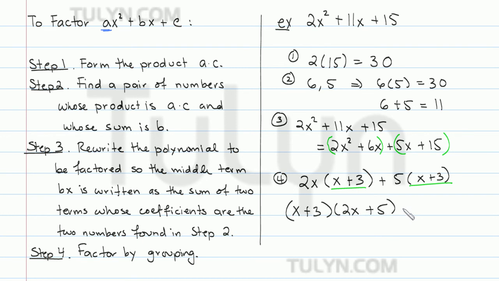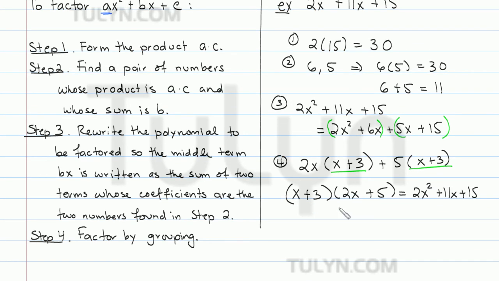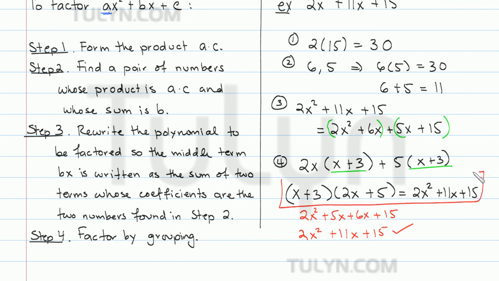So that is the factorization of 2x squared plus 11x plus 15. And if you're never sure, you can always check by multiplying these back out. So we get 2x squared plus 5x plus 6x plus 15, which becomes 2x squared plus 11x plus 15, which is what we had to begin with. So that's how you factor a trinomial with a leading coefficient other than 1 using this method.